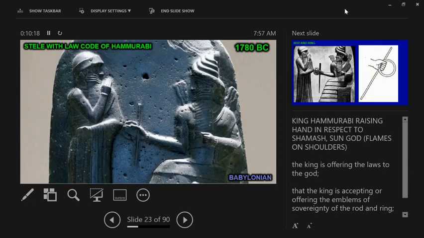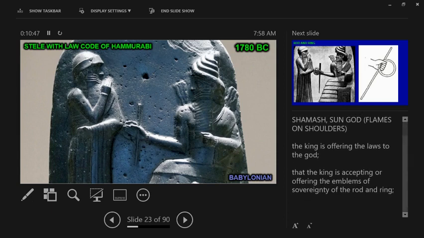All right, so one thing I want to point out is the image that is at the top. We have King Hammurabi raising his hand in respect to Shamash, the sun god. And Shamash has flames coming out of his shoulders. These strips of bacon right here, all right, are not strips of bacon. They are flames coming out. The king is offering the laws to the god. So with his hand up, that's a sign of respect, offering the laws.